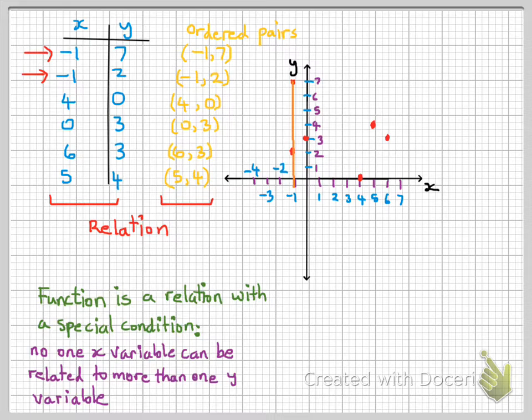In graphical form, this condition that a function must not break is represented as a vertical line that cuts through the problematic points. You can see the vertical line that I've drawn here goes through these 2 points, (-1, 2) and (-1, 7). There's a vertical line going through them. That means the set of points that we are talking about is not a function because it's breaking that rule that a function must not break. It's a relation, but it's not a function because you have a single x variable being related to more than one y variable.